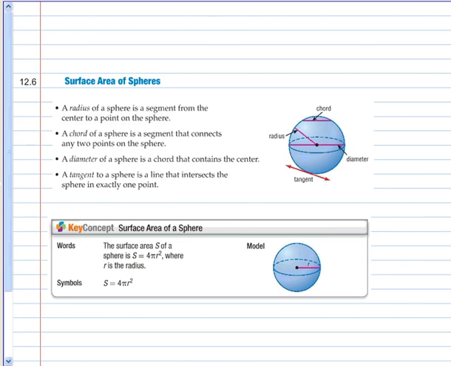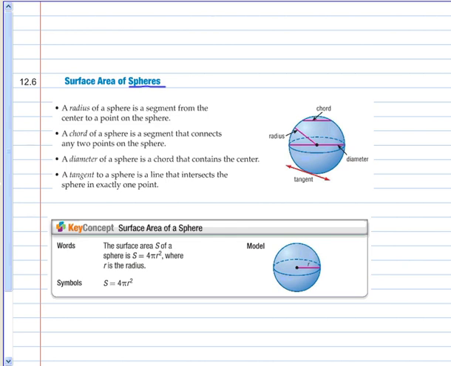Okay, geometry, chapter 12, section 6. Spheres, surface area of spheres. When we talk about spheres, we are going to be using terminology that is identical to circles in many ways. So let's look at the picture over here.